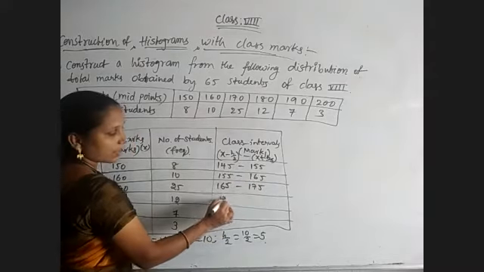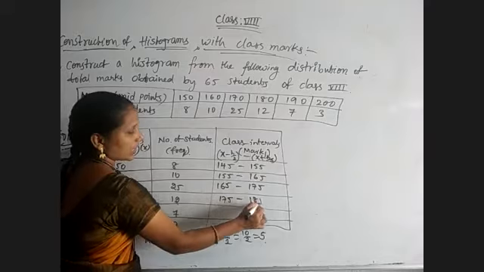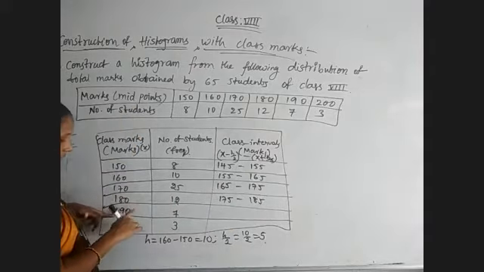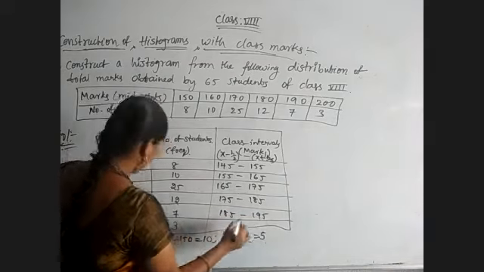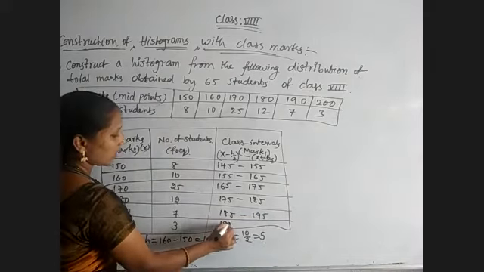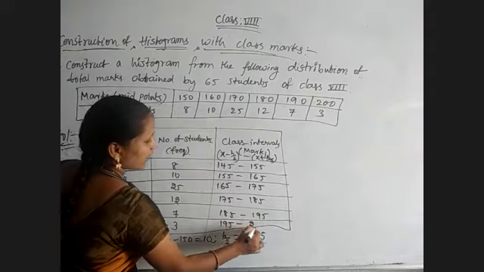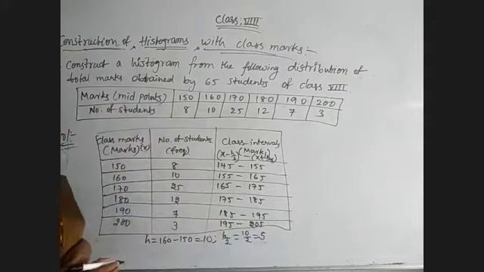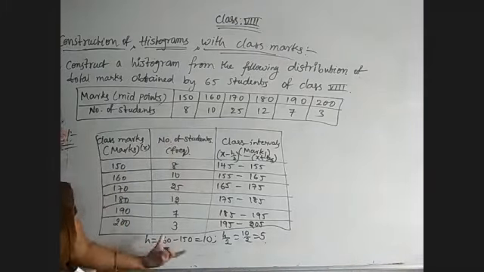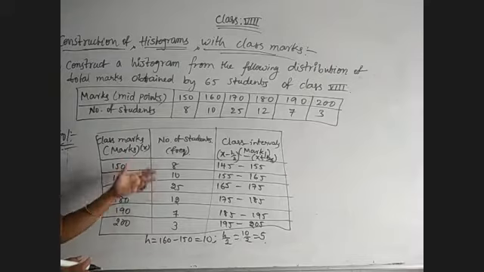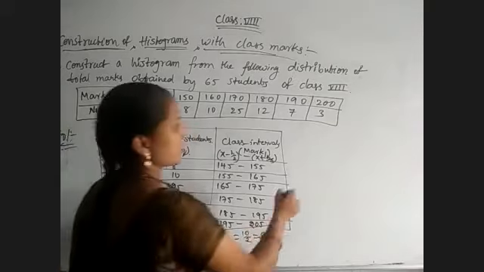Then we will get 185 as the lower limit and 195 as the upper limit. Then 195 as the lower limit and 205 as the upper limit. These are the class intervals. So we got the class intervals finally. Now these class intervals are represented using the frequency. Just go through the construction now.